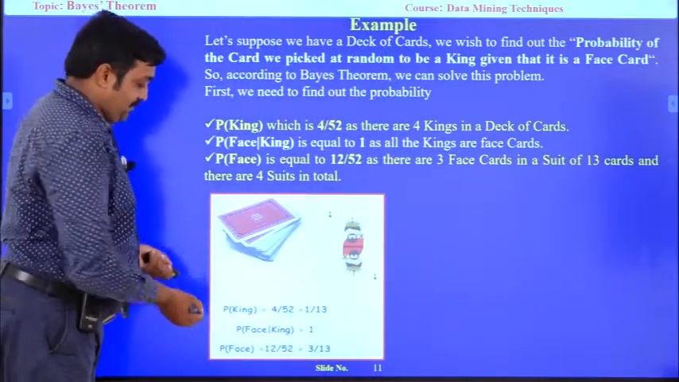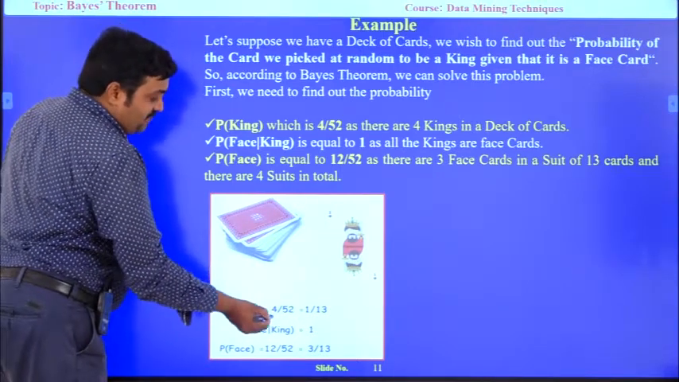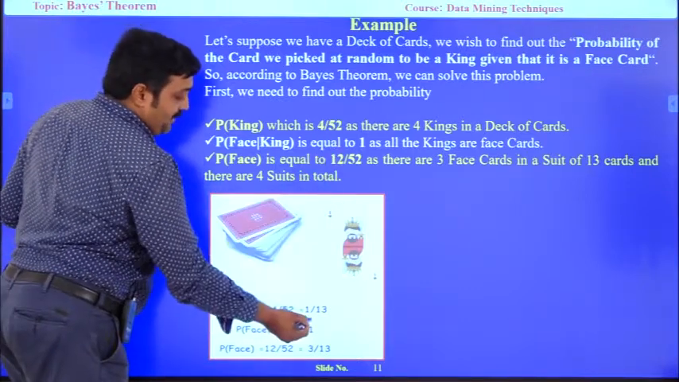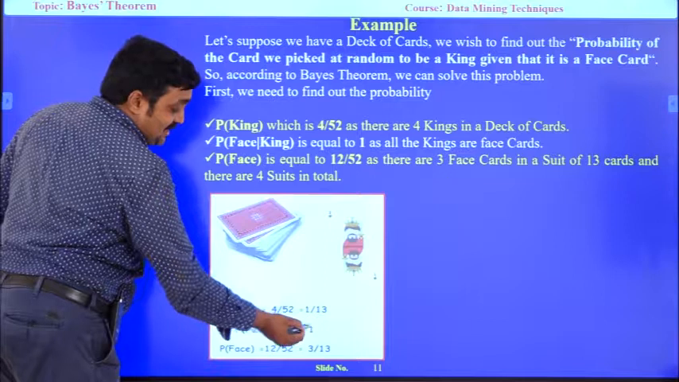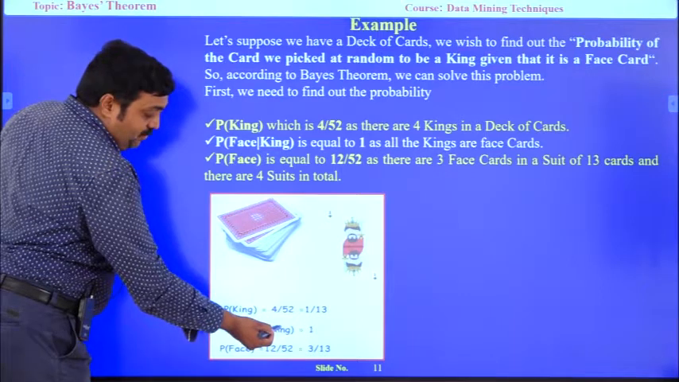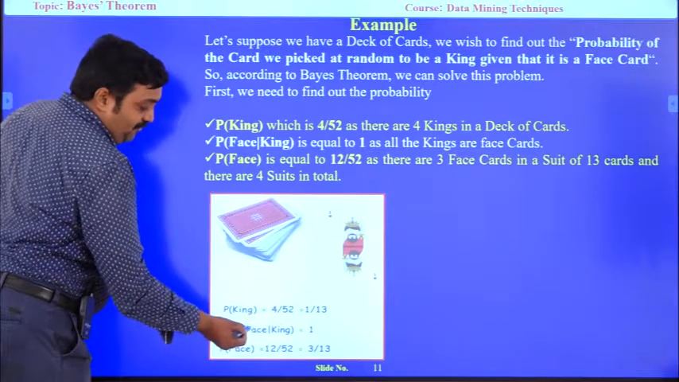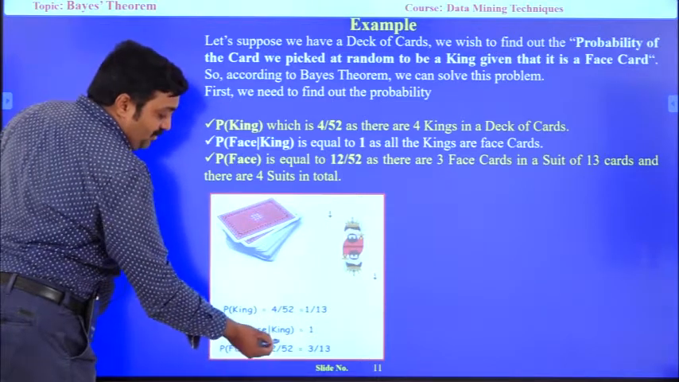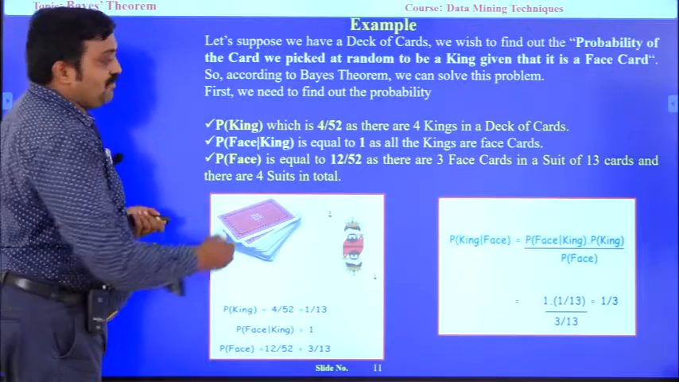And that too, see, king, the same thing I am representing: we have 4 kings, so 4 by 52 is 1 by 13. A king with a face card is only one chance. That is the condition. With this condition, what kind of card should it be? The card type is king, so king is true. Then what do we want to get? Face, only one chance. How many faces occurred? We have 12 faces by 52, so 3 by 12. That means applying the same.